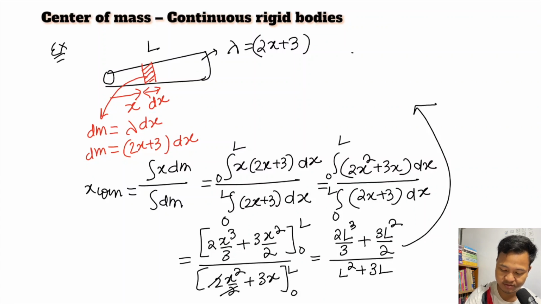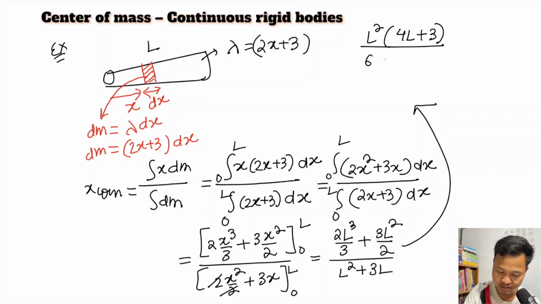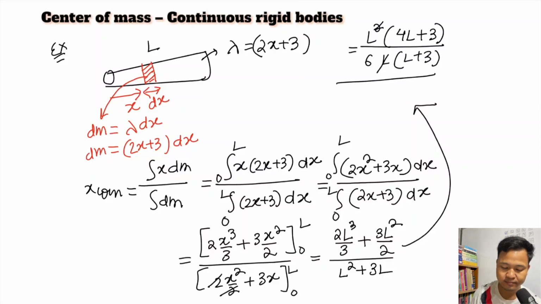Taking the LCM, 2 into 2 is 4L, L square common. So the LCM gives 4L plus 3 divided by 6, into L common, so L plus 3, cancel out. So this is your answer. Then the LCM, 3 into 3 is 9. So this will be 9.